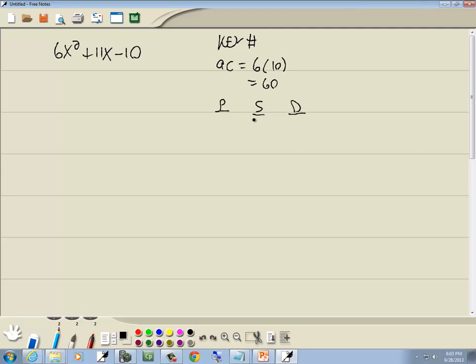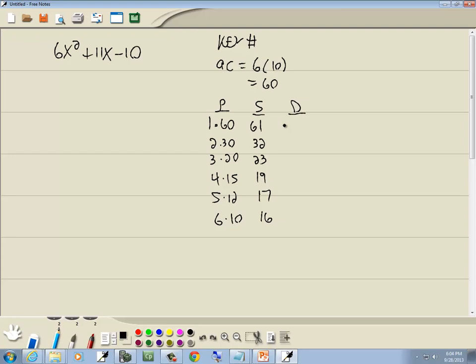Then we're going to create our PSD table based upon that. We're going to write down all products that give us 60. We got 1 times 60, P for product, 2 times 30, 3 times 20, 4 times 15, 5 times 12, and 6 times 10. The S column, S for sum, we're going to add these together. 1 plus 60 is 61, 2 plus 30 is 32, 3 plus 20 is 23, 4 plus 15 is 19, 5 plus 12 is 17, 6 plus 10 is 16.